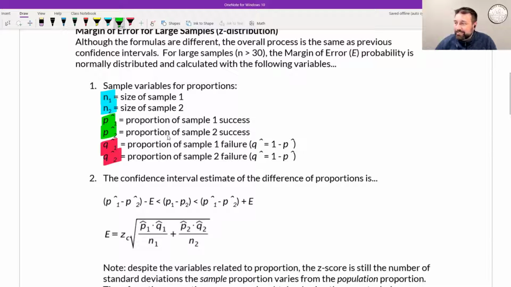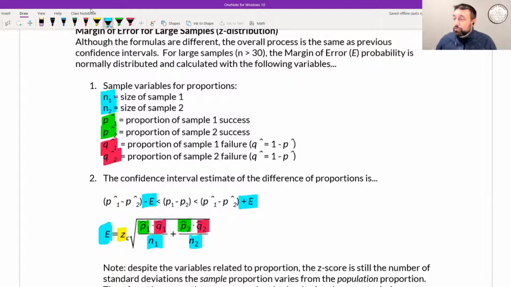And then you're going to take these values and, well, you're not going to, but the spreadsheet is going to plug them into this equation along with the z-score, which comes from your confidence level, and it's going to calculate the margin of error. You're then going to take that margin of error, subtract it from the difference of the p hats, add it to the difference of the p hats, and that is going to give you your interval.